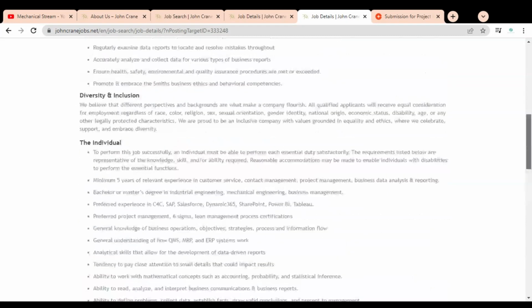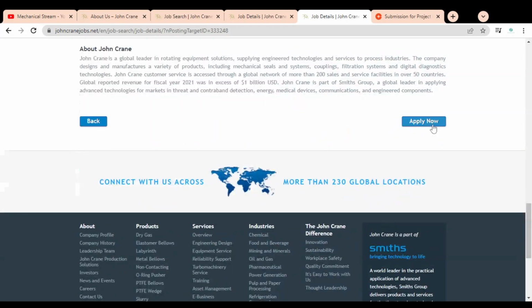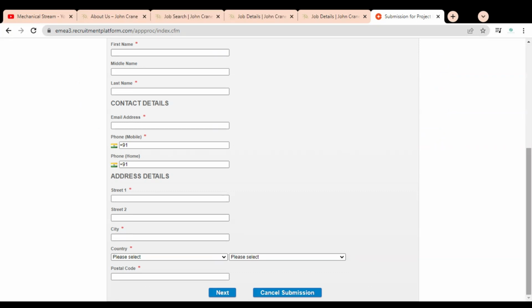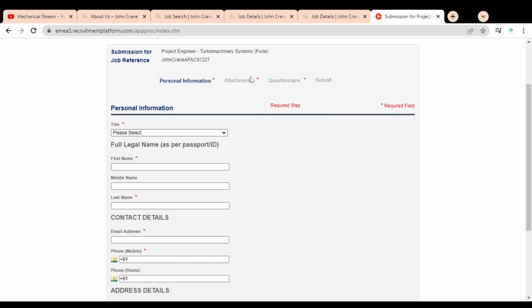So friend, let's check how we can apply for this job opportunity. For applying to any job opportunity, you have to simply click on this Apply Now. Once you click, this type of page will open. Here you can see the application is divided into four categories. The first is personal information, then attachments, where you have to attach your certificates or resume or cover letters, and after that you have to provide some questionnaire answers, and then you have to click the submit button.